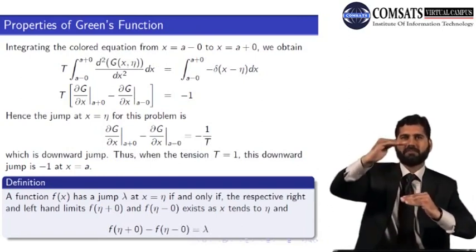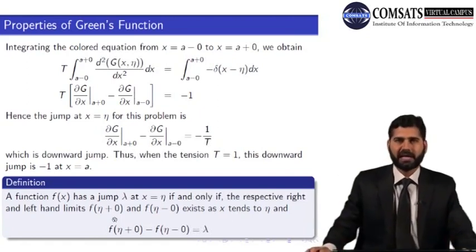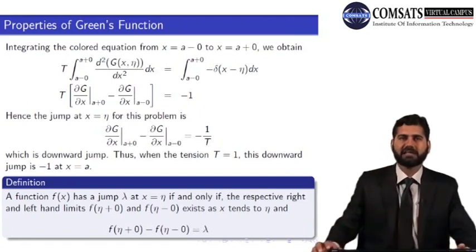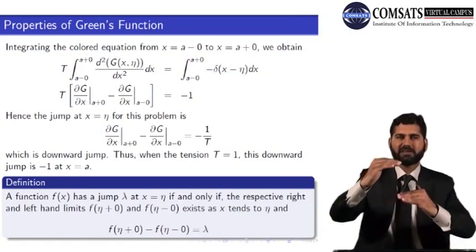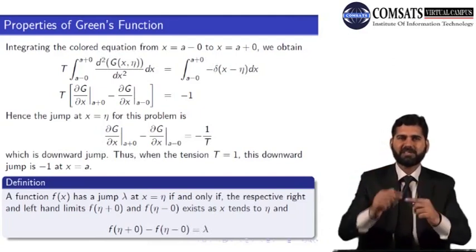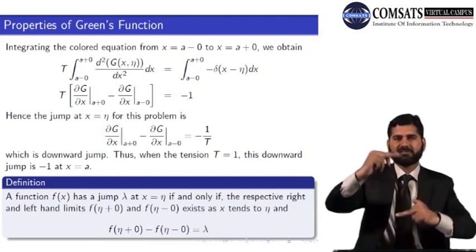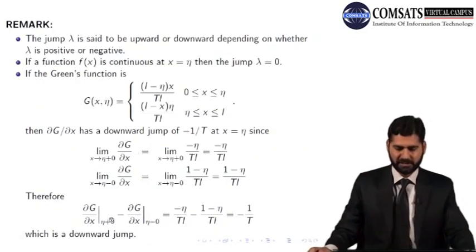So there is a jump of lambda. If the difference is lambda, we call this a jump lambda. Like a step function, I just defined in the last lecture the Heaviside function. What was the Heaviside function? In the Heaviside function, we had a jump of 1 unit, because on the left it was 0, on the right it was 1. So there was a jump of 1. So the Heaviside function has a jump of 1 over there. All right.